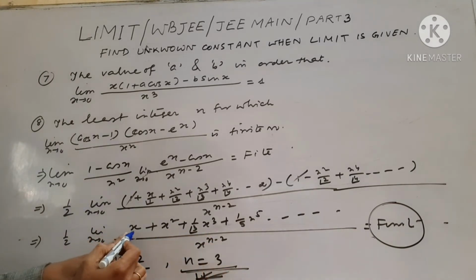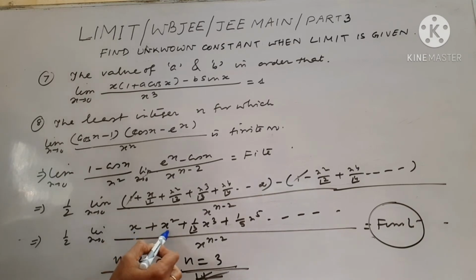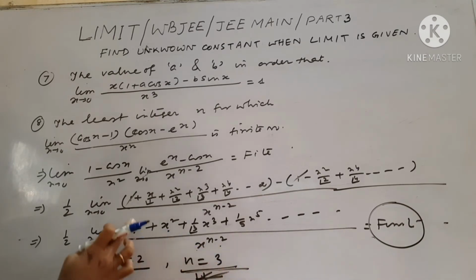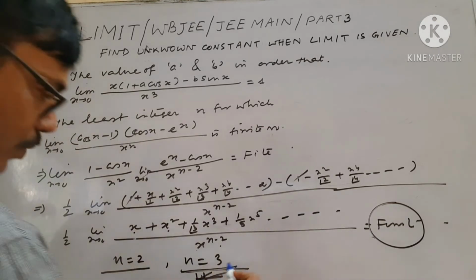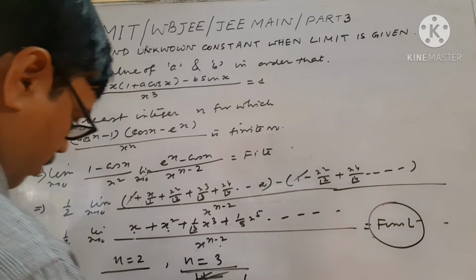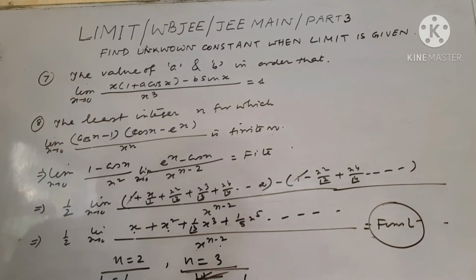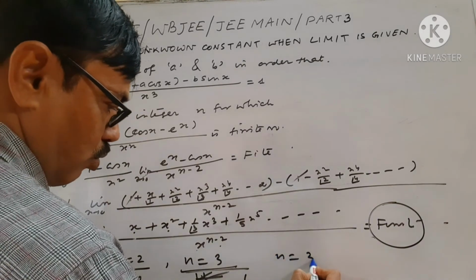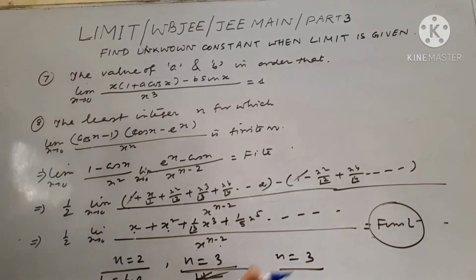So if n equals 3, then look, this is x, this is x square, and this one is x. So x by x is 1 and half multiplied. So the value is half when n equals 3. When n equals 4, L equals half.